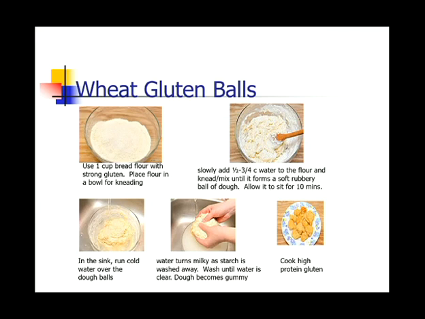You slowly add 1/2 to 3/4 cup of water to the flour. You knead and mix it. You want to manipulate it until it forms a soft, rubbery ball of dough. Allow it to sit for about 10 minutes because it needs to absorb more water. Now you've got protein and you have starch. You don't want the starch, you don't want the carbohydrate. You just want the protein, to mimic the meat that we're talking about.